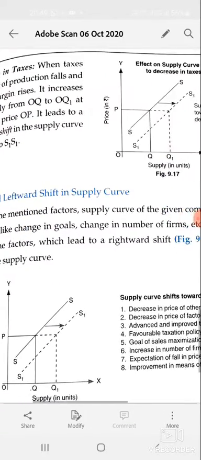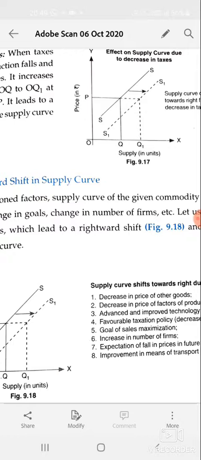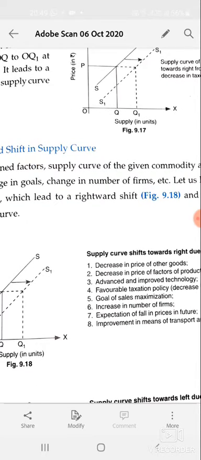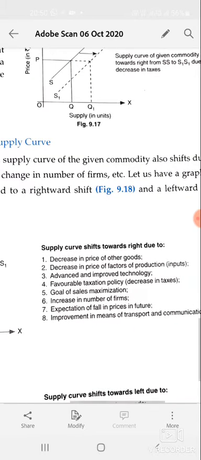Now, these are the factors for which the supply curve shifts toward the right. First, a decrease in the price of other commodities, which we have discussed. Second, a decrease in the price of factors of production, inputs. Advanced and improved technology: the supply curve will shift toward the right. Favorable taxation policy or a decrease in taxes, or the goal of sales maximization. If the firm, rather than earning profit, wants to convert its stock into cash, then supply will be increased.